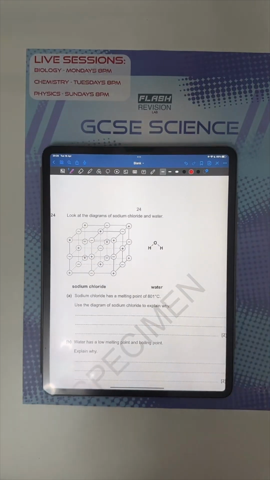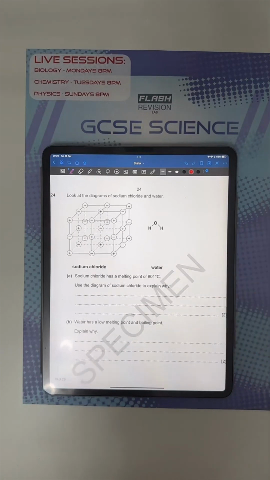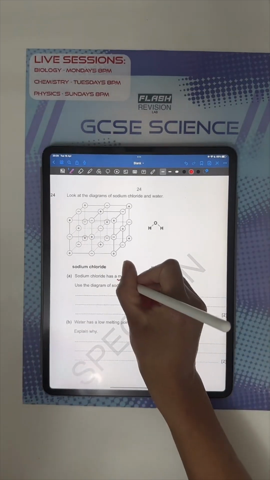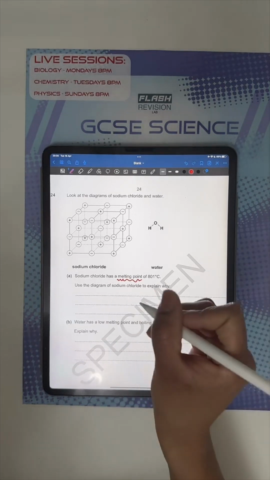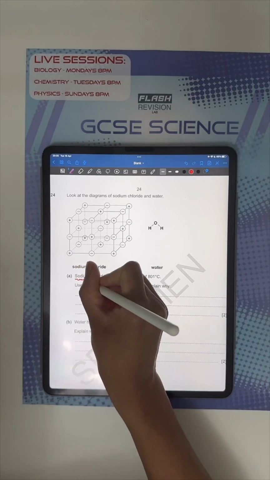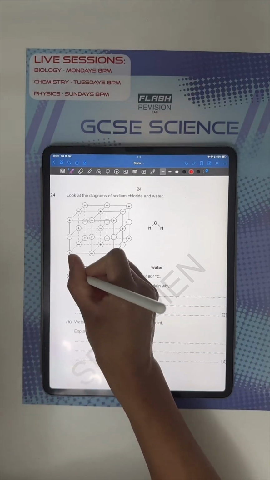Look at the diagrams of sodium chloride and water. Sodium chloride has a high melting point. So this is a question about melting point. What are we going to talk about for melting point? What were the things that we need to talk about? Melting or boiling point. Ionic. Yeah, so the first thing we need to figure out is, is this ionic, covalent, or metallic? What do you guys think?